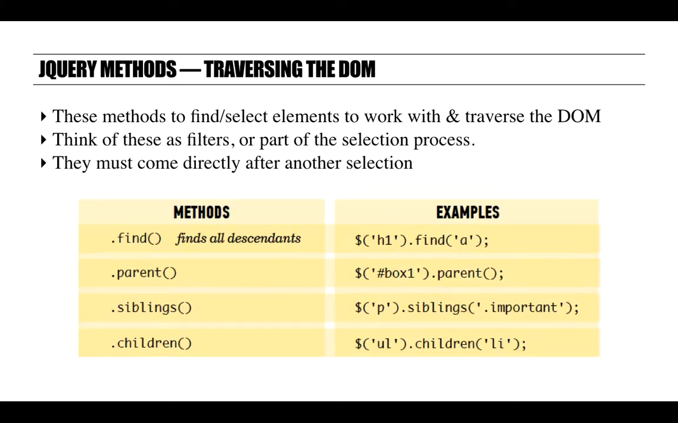One thing to note, some methods take in parameters, some methods need parameters in order to work, but sometimes it's just optional. So in this case, this probably would be optional. You don't have to give it this dot important. That's just if you wanted to select siblings only with that important class. But otherwise, you could just leave that empty and it'll get all of the siblings.